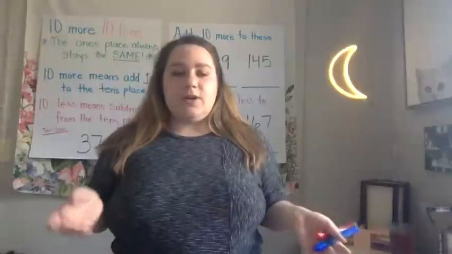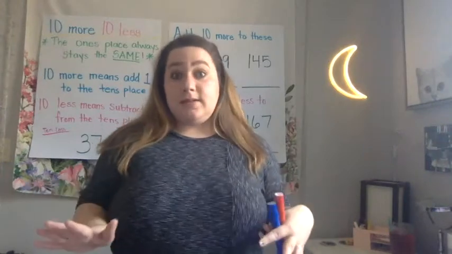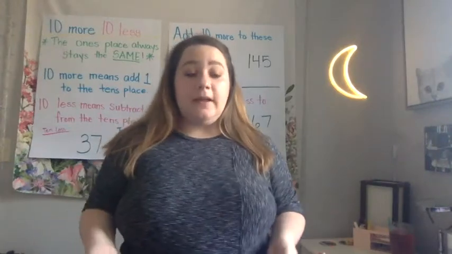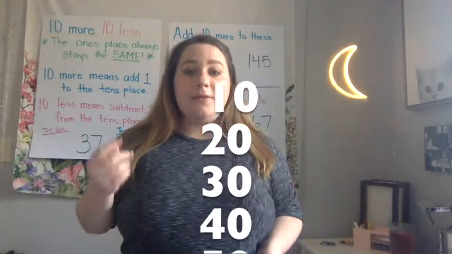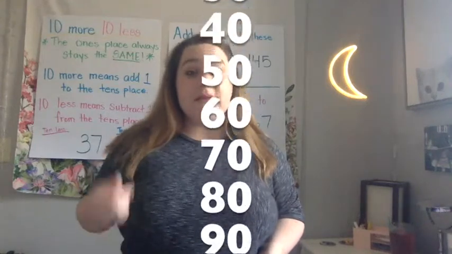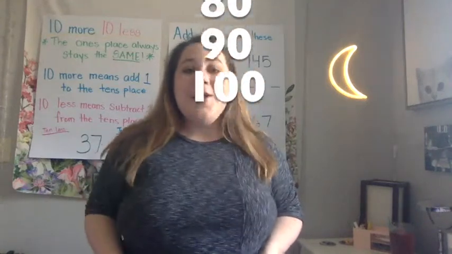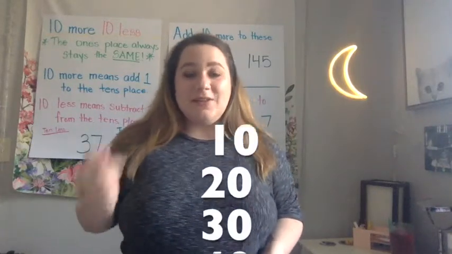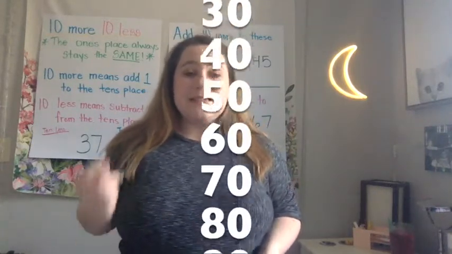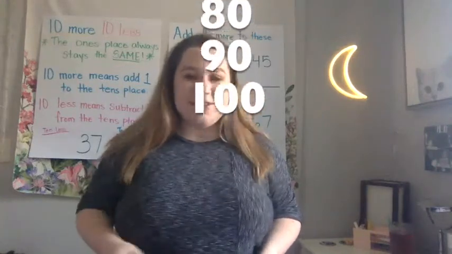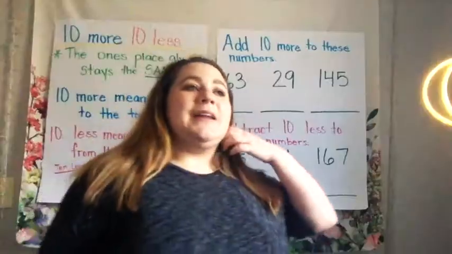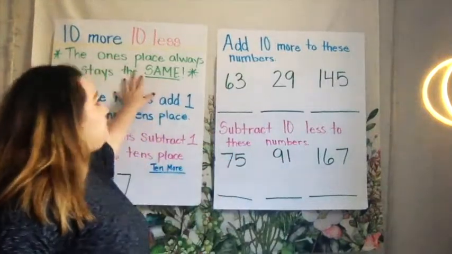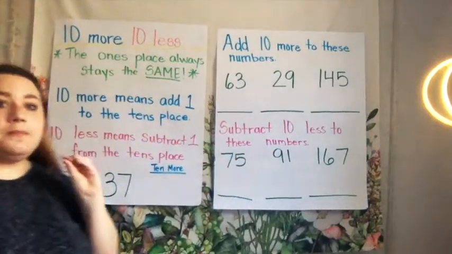I wanted us to start just practicing counting by tens. So counting by tens, get ready, go. 10, 20, 30, 40, 50, 60, 70, 80, 90, 100. One more time, we're counting by tens, get ready, go. 10, 20, 30, 40, 50, 60, 70, 80, 90, 100. Good job, friends.